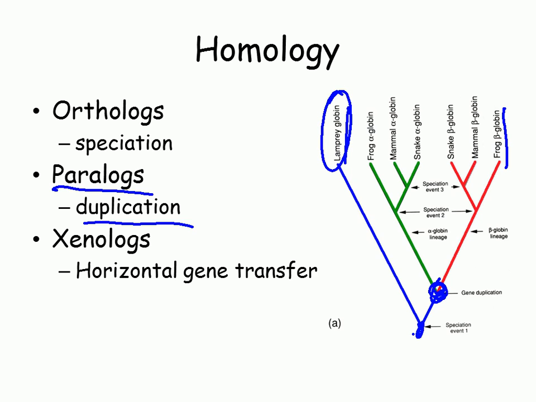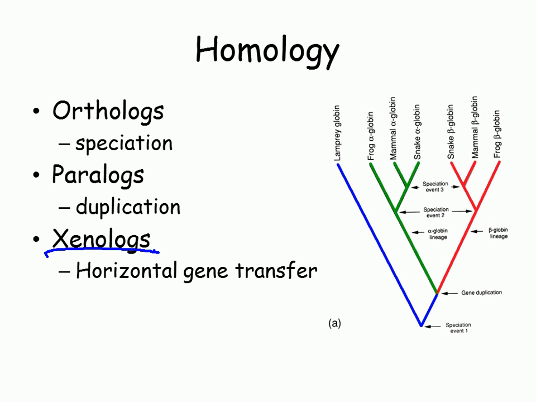A third and special type of homology is xenologs, where we have horizontal gene transfer. And that's where you have one species, let's say a parasite, invading the host organism and integrating its genome with the host's. And from then on, the host will keep replicating, and if the integration carries over to the next generation, then you have the horizontal gene transfer where a gene from one species is transferred into the other organism.